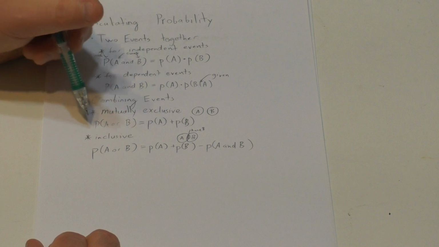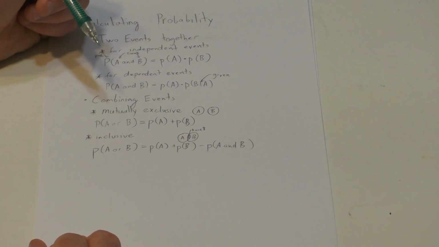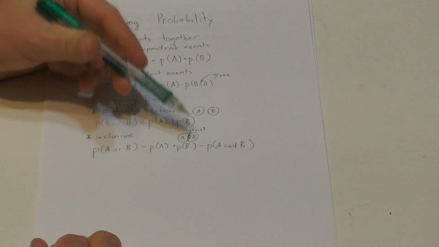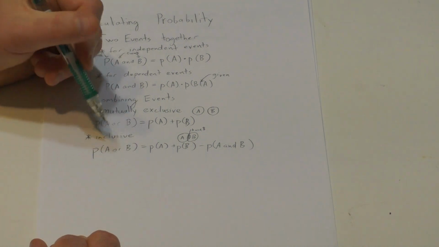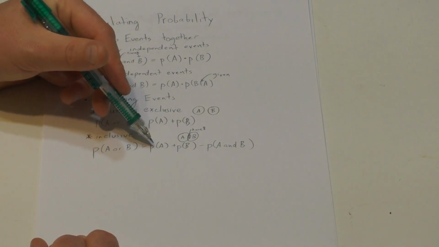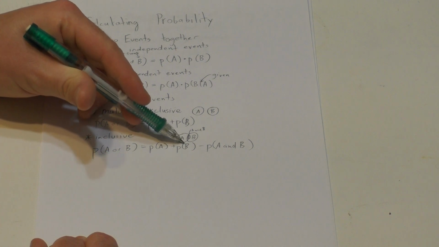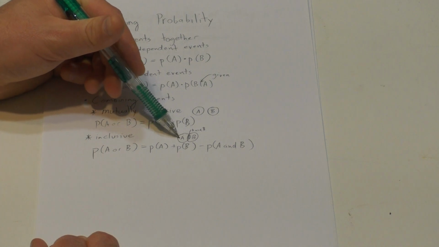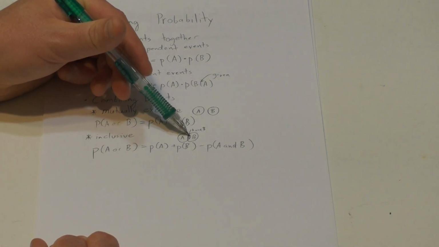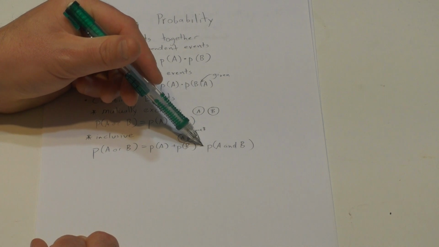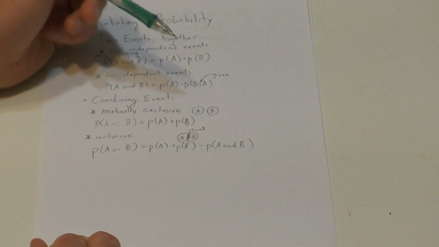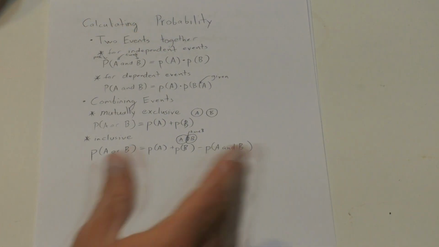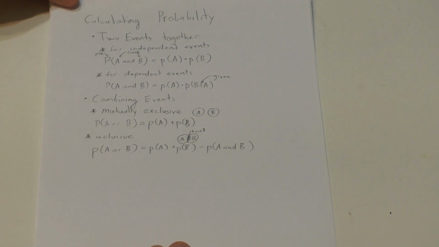The other circumstance is if it's inclusive, meaning A and B have some overlap. There are some times that A and B are the same thing. So to find the probability of A or B, you take the probability of A and add it to the probability of B, but we have a double counting problem. There's some overlap that we need to get rid of, so we subtract off the probability of A and B. Anyway, we'll see some examples to give us a little more clarity on this.